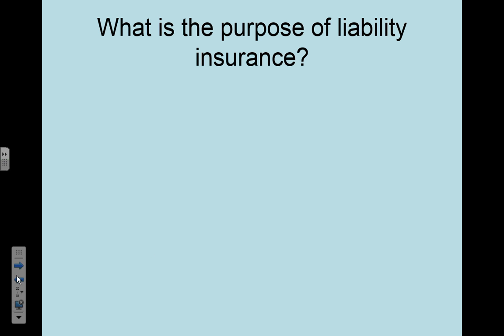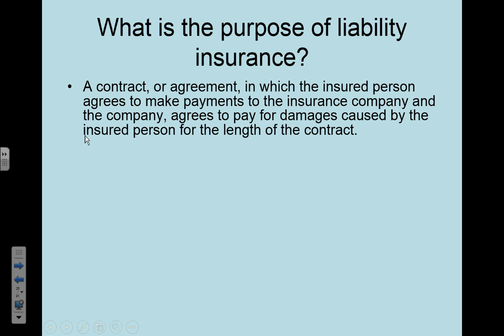Let's take a look at car insurance today. First of all, it's not only car insurance that we're looking at, but we're going to use car insurance as an example. Really what we're going to look at is liability insurance. Liability insurance is a contract or an agreement with an insured person, and an insurance company agrees to pay injury or damage done if you're at fault.